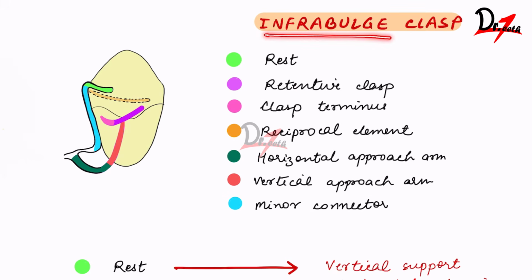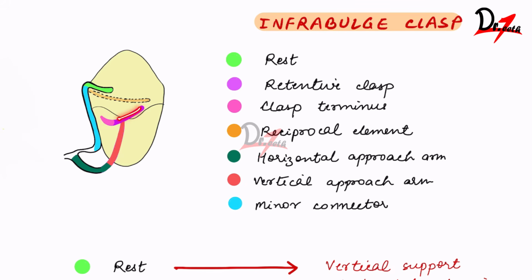Now coming to the infrabulge clasp, as you can see here, we have the rest. I have color coded this to make it easy. Let me know in the comment section below if you find this type of drawing helpful. I tried my best, though I'm not a good artist, but still. So this is the rest right here, green.